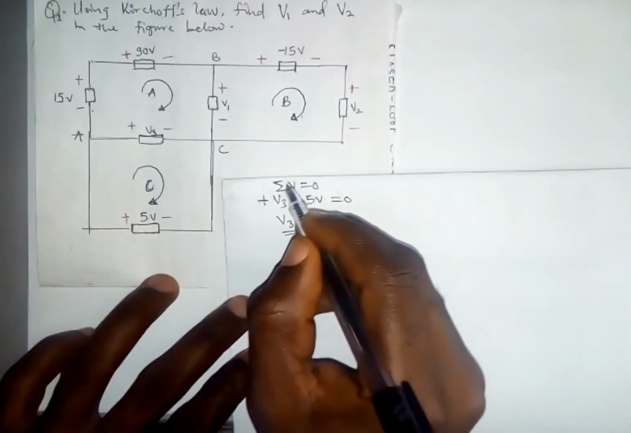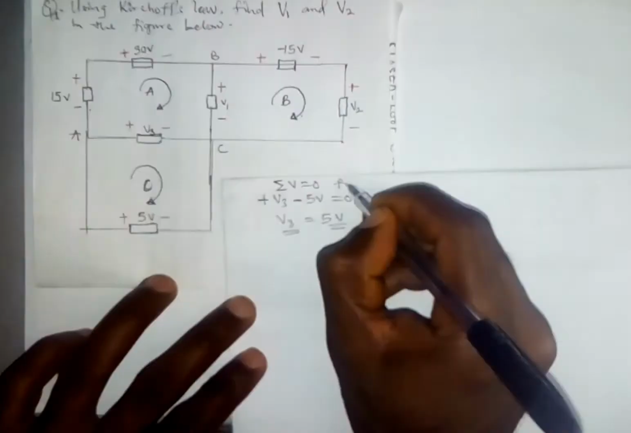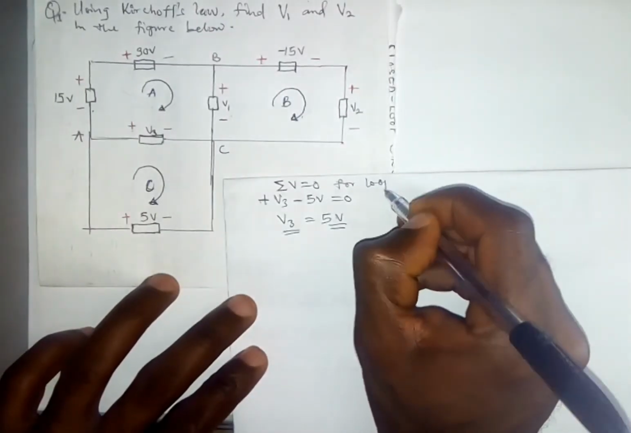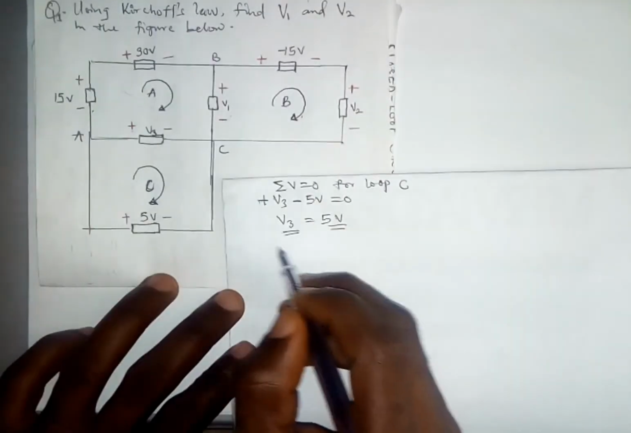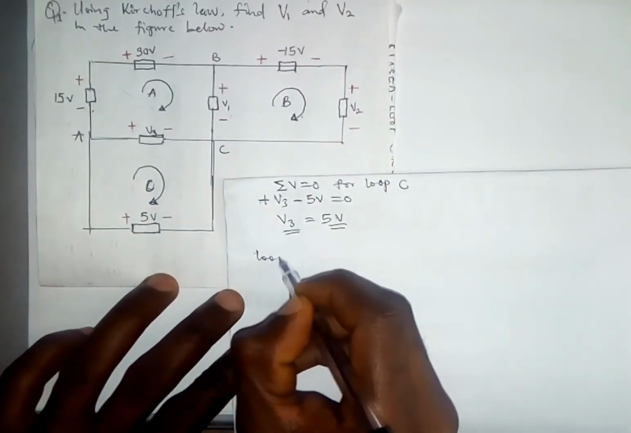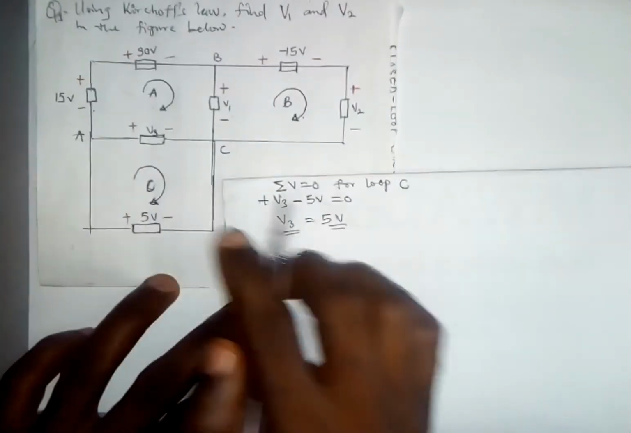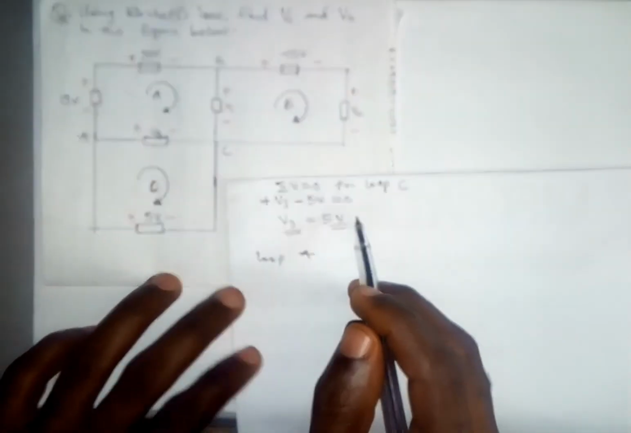So now this one is what? For loop C. Now let's look at another loop. Let me just take loop A. In loop A, we have four components here, or four elements.